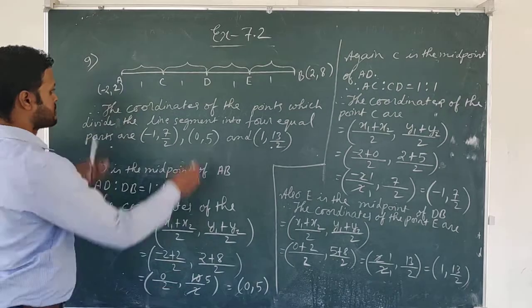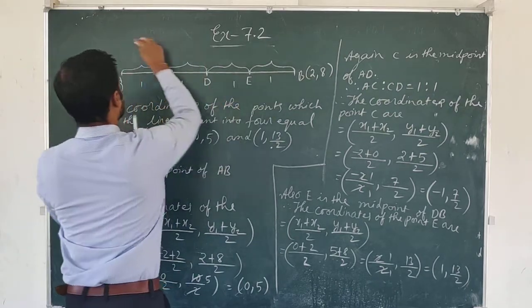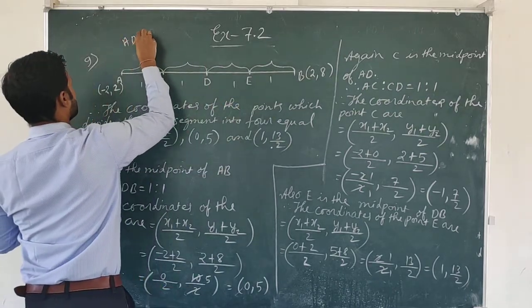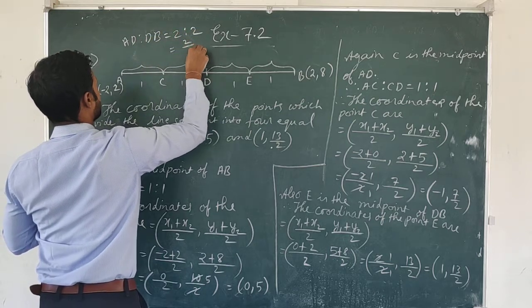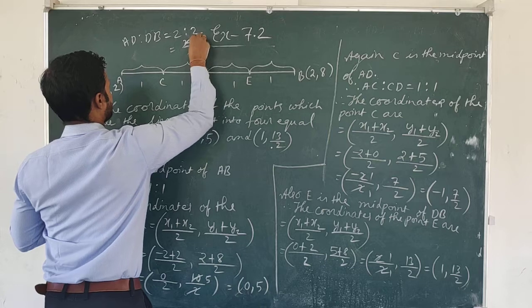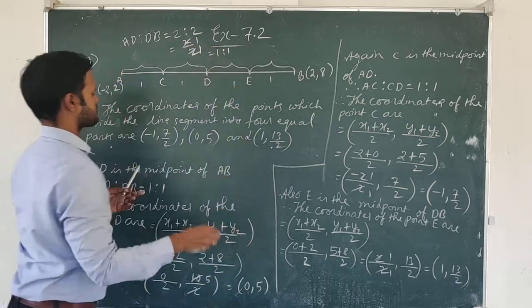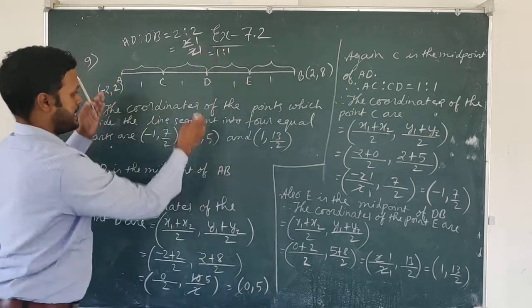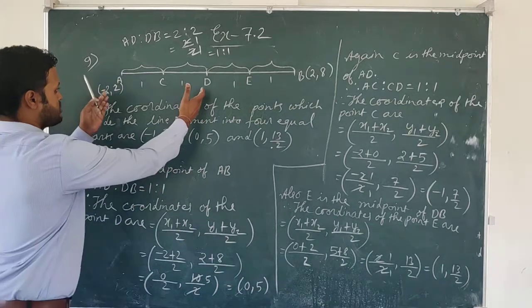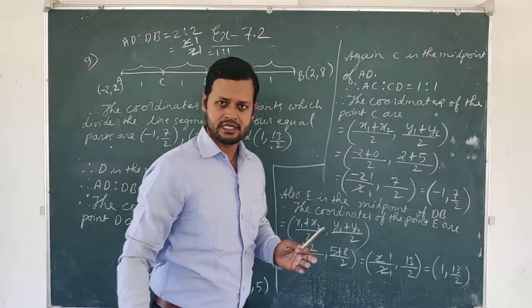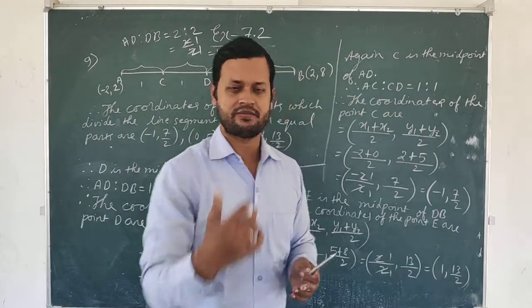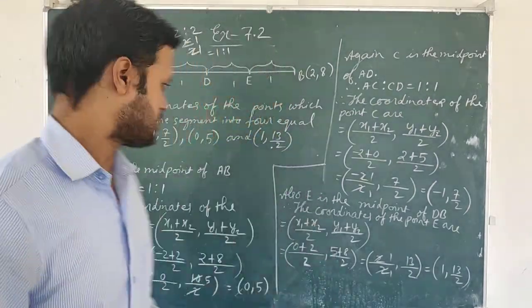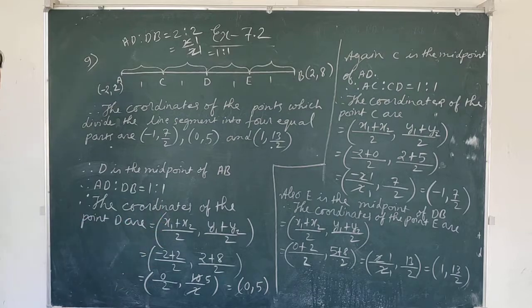1 is to 1, no? So here are 2 parts. So AD is to DB, 2 is to 2. 2 by 2, cancel. So that will be 1 is to 1. AD is 2 parts and DB is also 2 parts, isn't it? So 2 by 2 means what? After cancellation it will become 1 is to 1. So that means AD is to DB is equal to 1 is to 1.